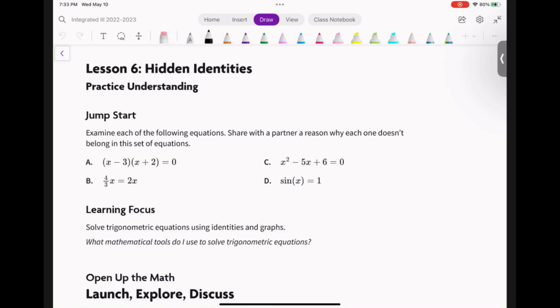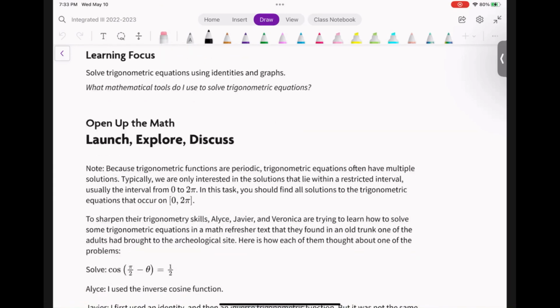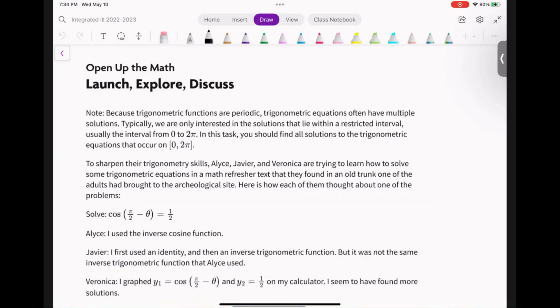So we're going to start with the learning focus. It says solve trig equations using identities and graphs. And what mathematical tools do I use to solve trig equations? We've already been starting to solve trig equations for the most part, but now you're going to solidify all the understanding, and what you're not sure of and what you're sure of are now going to be brought together in this lesson and also a couple lessons moving forward.